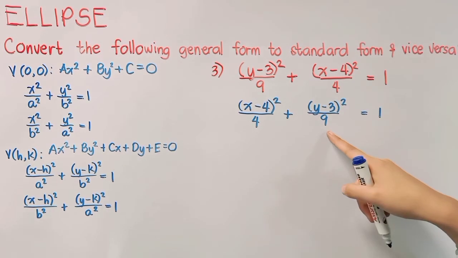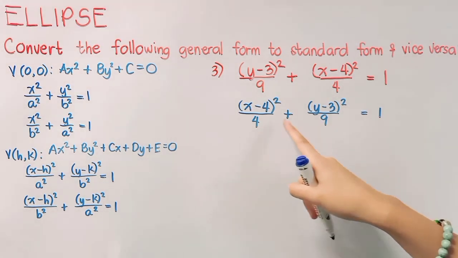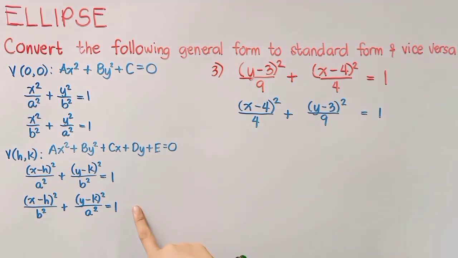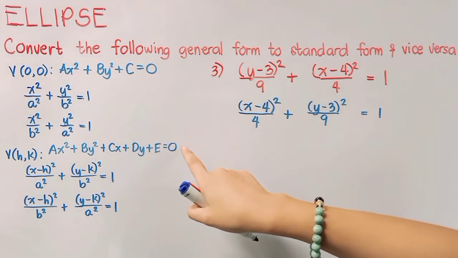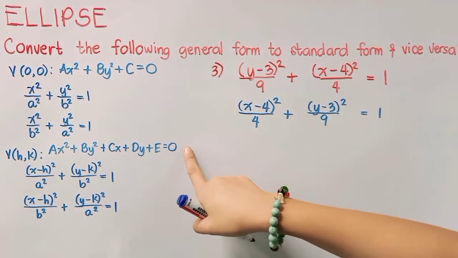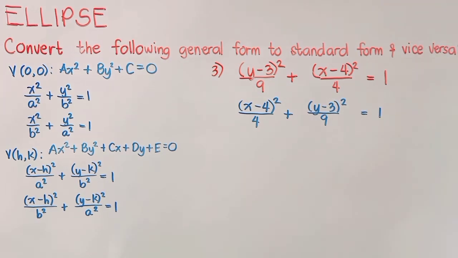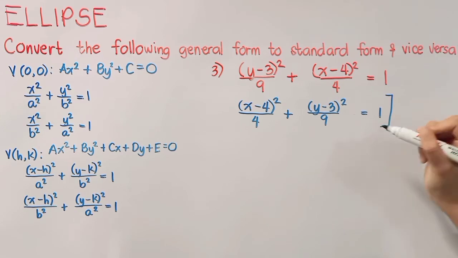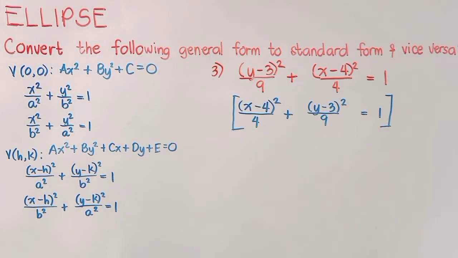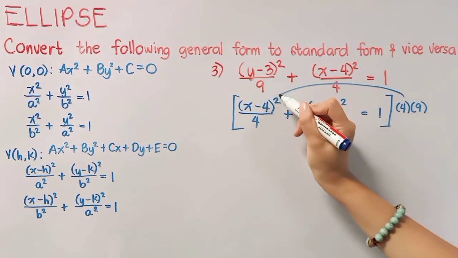Remember that our bigger denominator is our a squared, while our lesser denominator is our b squared. Therefore, this standard form actually looks like this. And we are to provide the general form here, which is not in fraction form. So our first step here is to eliminate fractions by thinking about the LCD or the least common denominator. Since there is no number that can be divided in both 4 and 9, our LCD is simply the product of 4 times 9. We will be distributing this one to each of the terms.